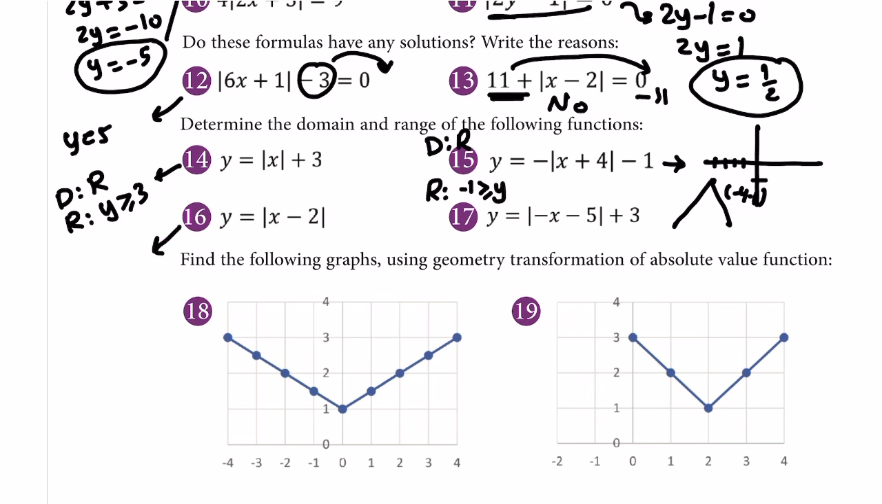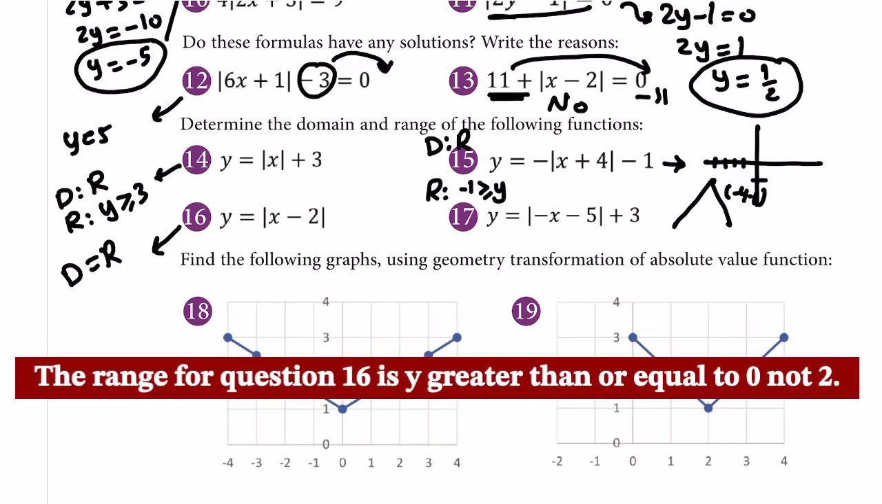For this case, the domain for this question is R as well. This one is a transformation to the right side. So it will be, if I'm not mistaken, y bigger than 2.